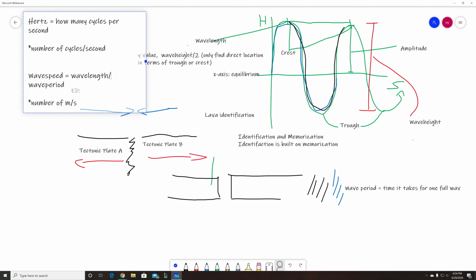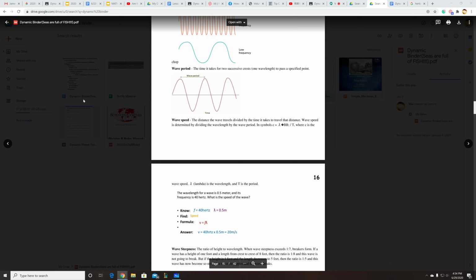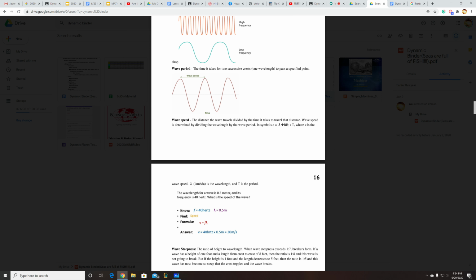Wait. If it was 1 meter, then one cycle would be 1 meter, right? Oh yeah. Wait, let me think about this for a sec. Are you sure this formula is right? Are you sure this formula is right? The formula is right.